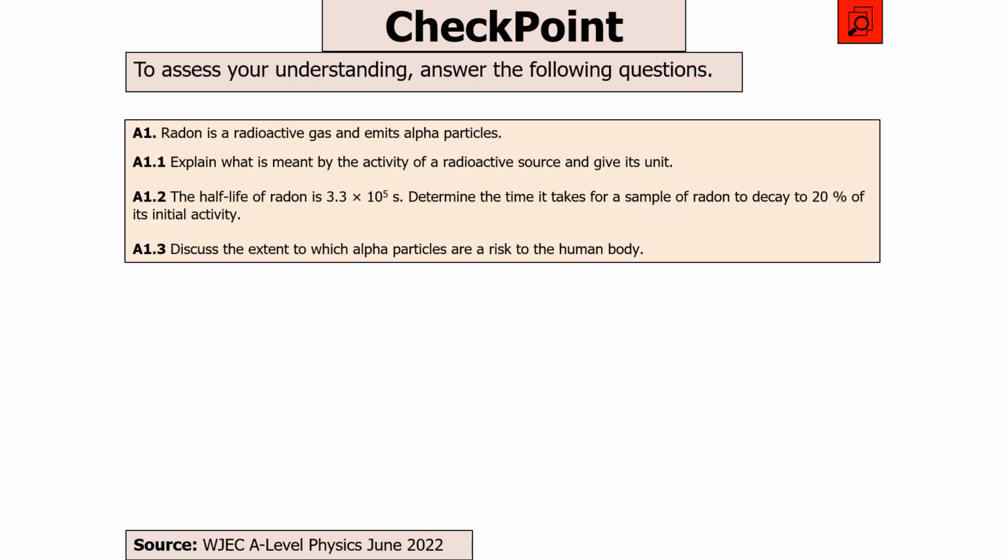The next question says, radon is a radioactive gas and emits alpha particles. Explain what is meant by the activity of a radioactive source and give its unit. The half-life of radon is 3.3 times 10 to the 5 seconds. Determine the time it takes for a sample of radon to decay to 20% of its initial activity, and then discuss the extent to which alpha particles are a risk to the human body.